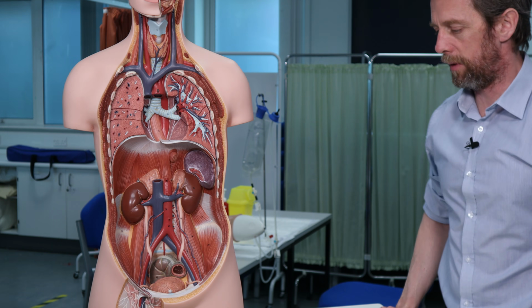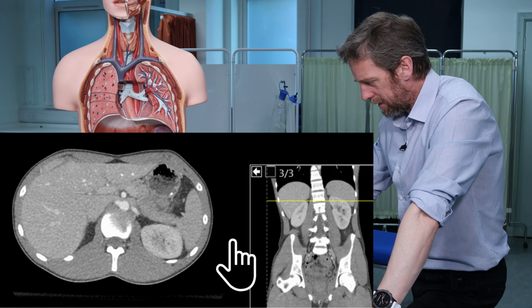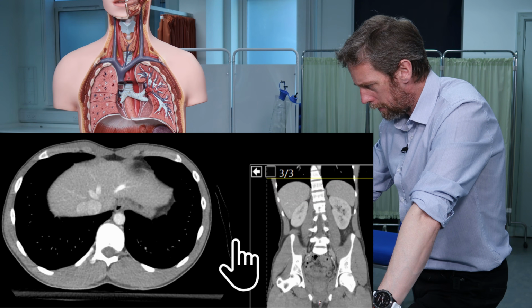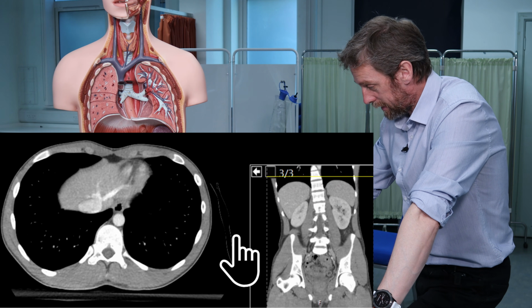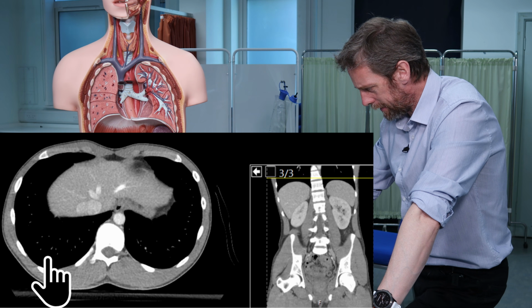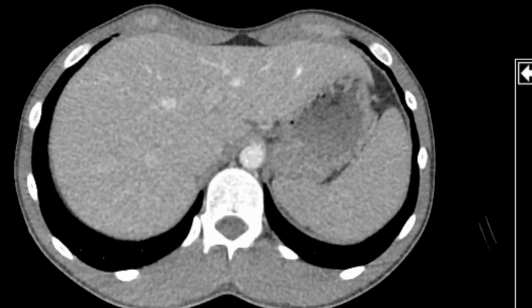Okay, right, can we find any of that? So, I guess if we start at the top, right. So now we're in the thorax. You can see the air spaces of the lungs as we scroll down, as we go through the diaphragm.